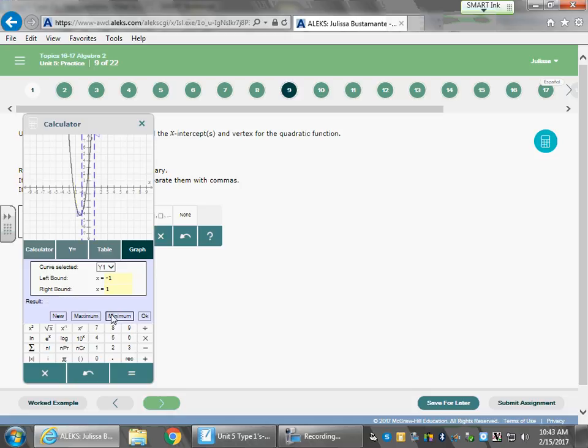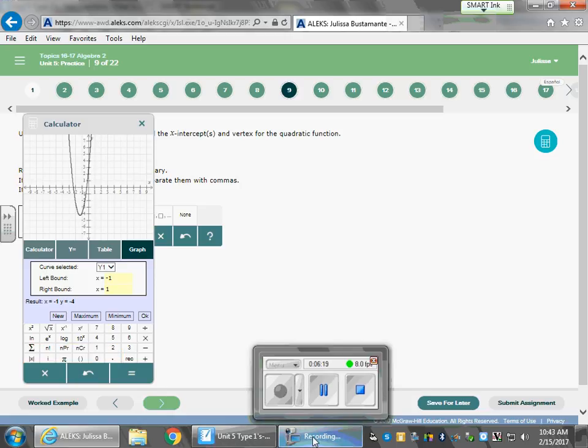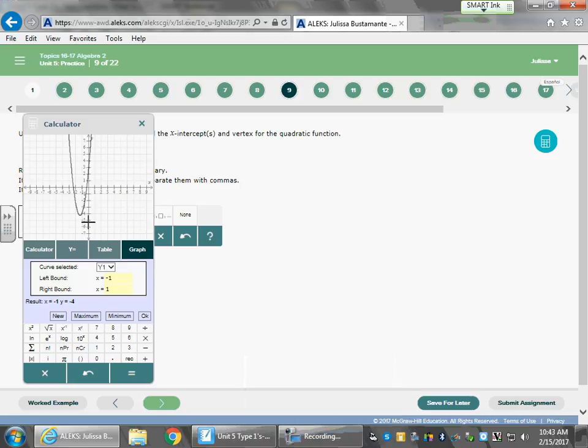So I'm going to drag my two parameters so that they frame the minimum. Click on New. And it's -1, -4. Right there. See the results? -1, -4. Hold on. My answer is different. That should come out to be a decimal.